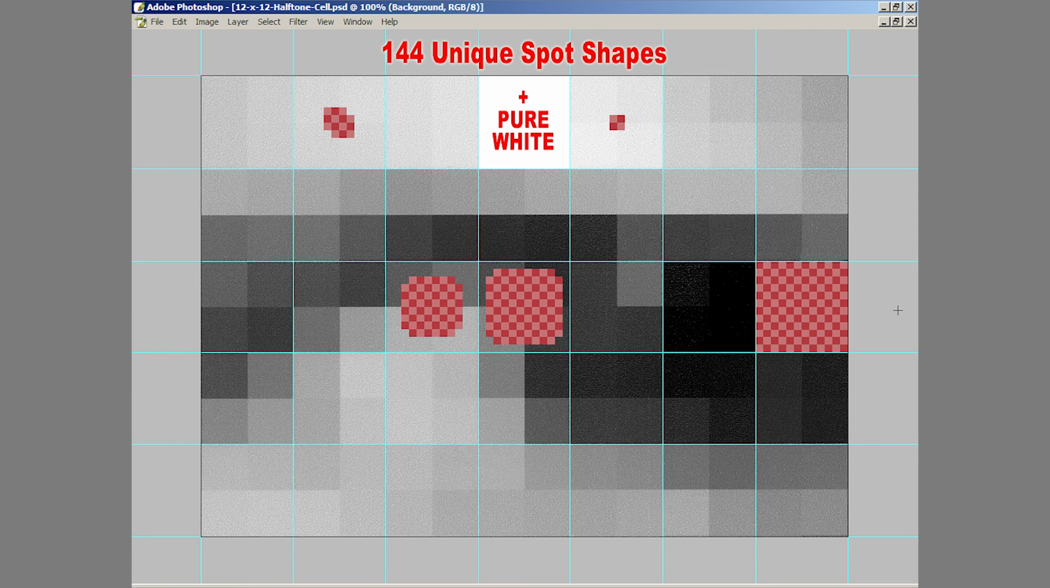dot is printed. The formula for calculating the number of shades or gray levels that a laser printer can produce is printer resolution divided by line screen, squared, plus 1. In our case, we have 1200 divided by 100, that's 12, squared, that's 144, plus 1, for a total of 145 gray levels.